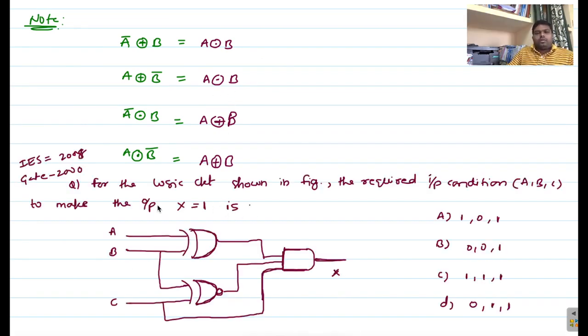So this is a GATE 2000 problem, and the same question was repeated in IES 2008. For the logic circuit shown in the figure, the required input conditions A, B, C to make the output X equal to 1 are, okay.